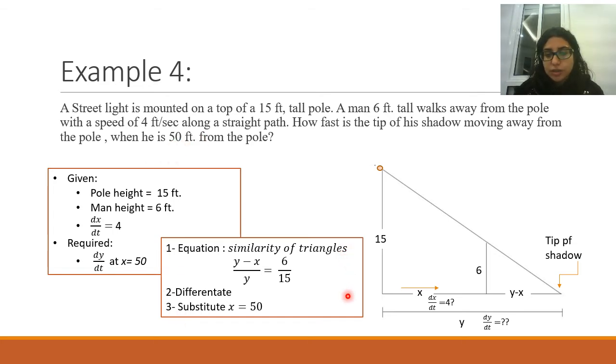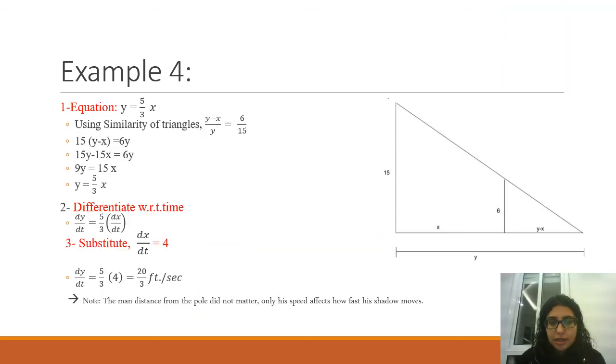So what equation can I use using this triangle in order to have a relationship between the x and the y and the dy by dt? I can use similarity of triangles. So (y minus x) over y equals 6 over 15. Here is the 6 over 15. And then I will differentiate and substitute.